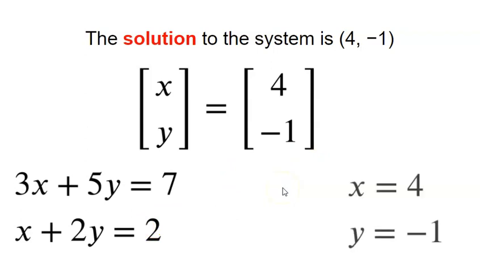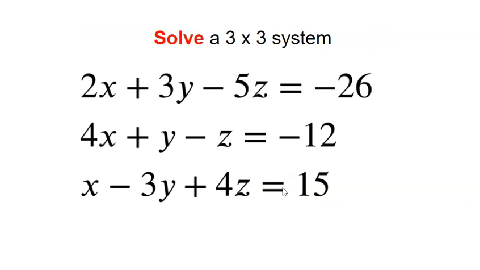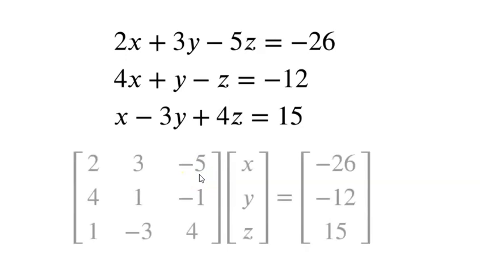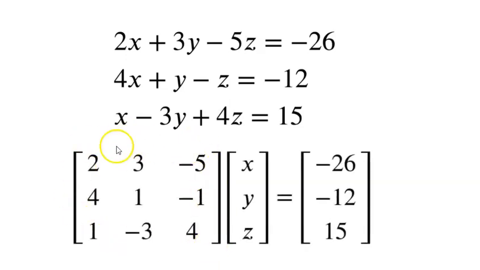Now let's try the same thing with a bigger matrix, a bigger system. We have a 3 by 3 system, and we call it that because it has 3 variables and 3 equations. So let's take these 3 variables, 3 equations, and let's set up a matrix equation. The matrix on the left we call the coefficient matrix, with the numbers that are in front of our 3 variables. And the matrix on the right has our constants, negative 26, negative 12, and 15. And then the variables go in the middle. This is our variable matrix.